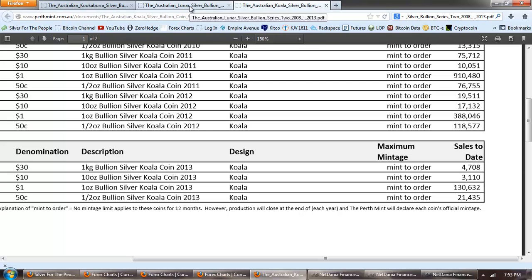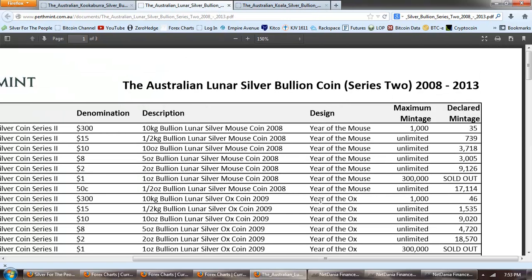Now, the last one, and this is my absolute favorite by far, this is the Lunar series. All of the positive Perth Mint factors come into play, as well as the fact that these coins are designed to appeal to the Chinese. And as we've covered in many previous videos, the Chinese are the ones who have all the money right now, and they're going to have all the money in the future. So it's my guesstimate that the Chinese are going to place a high premium on these coins that were minted just for them.